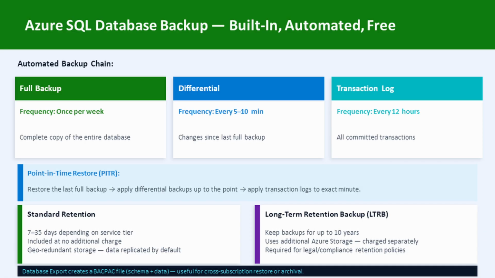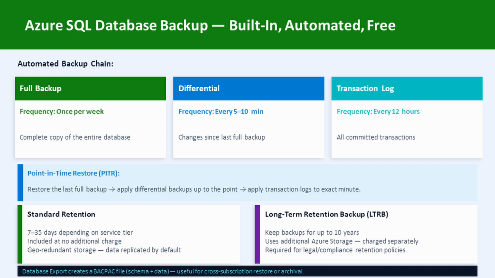The first is the full backup. Azure performs a complete backup of the entire database once per week. This is the baseline from which all restores begin. The second is the differential backup. A differential backup captures all changes made since the last full backup. Azure runs differential backups every 5 to 10 minutes, depending on the size of the database and the volume of activity. These frequent differentials mean that after restoring a full backup, you only need to apply a relatively short chain of changes to get close to your desired restore point.